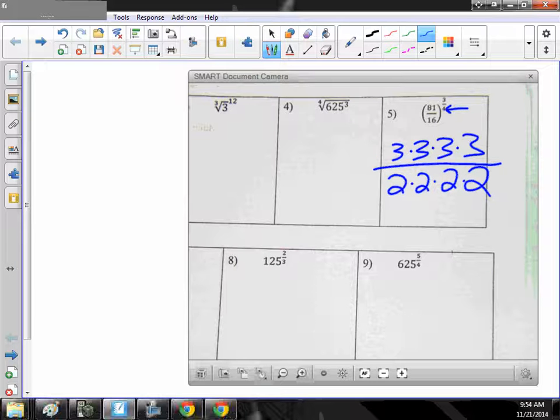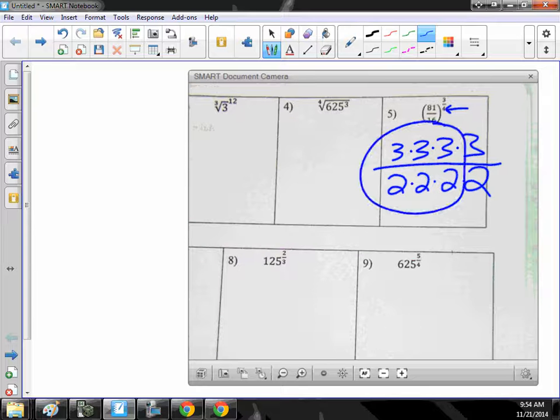How many of those 4 am I going to keep? 3 out of the 4. So 3 times 3 times 3 is 27. 2 times 2 times 2 is 8. Okay?